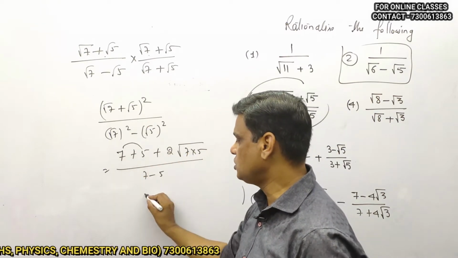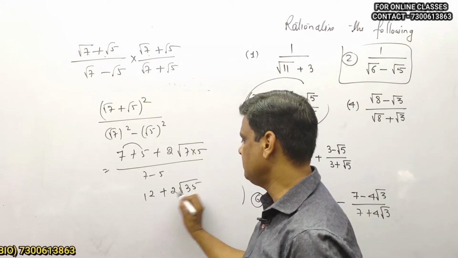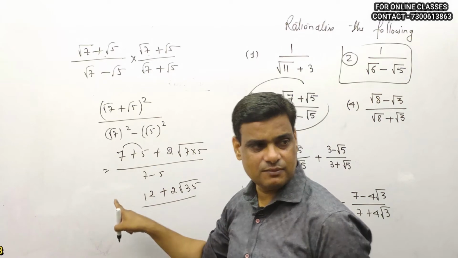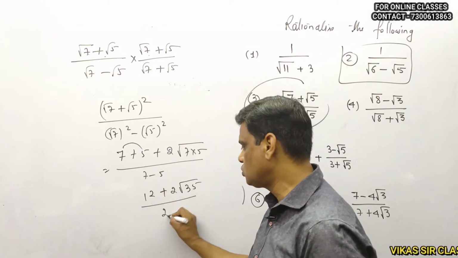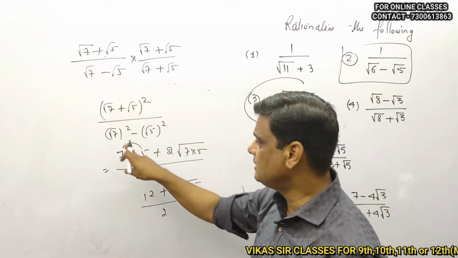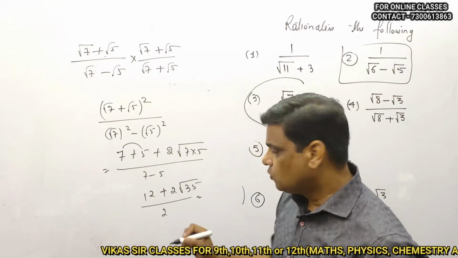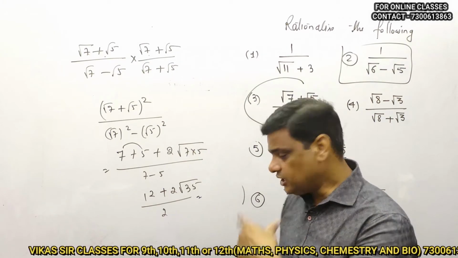7 plus 5 is 12, plus 2 root 35, upon 7 minus 5, which is 2. What is this 2? 2 is the difference between 7 and 5. You can check it out. Now, what next? It can be solved from here onwards also.